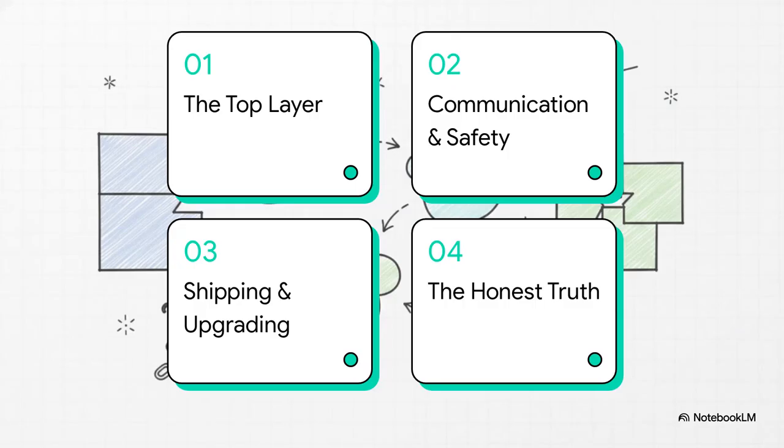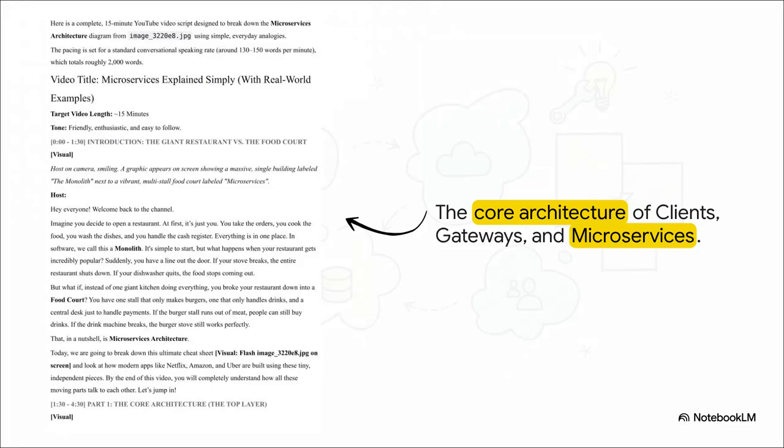So to truly grasp this cheat sheet today, we're going to follow a very specific user journey, buying a pair of shoes online, and map it through 4 critical structural layers. The top layer, communication and safety, shipping and upgrading, and finally, the honest truth. Let's get into it.